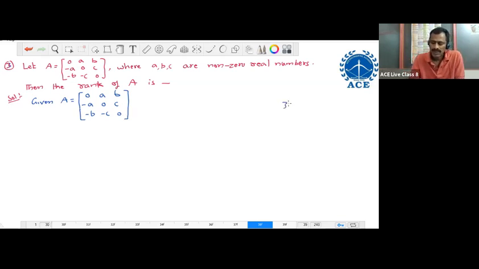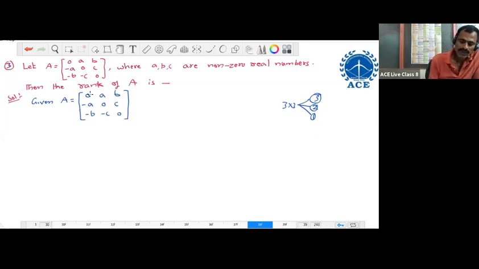Because it is a 3 by 3 matrix, out of 3 rows, all 3 rows may be non-zero rows, or 2 may be non-zero rows, or only 1 may be a non-zero row. So rank possibilities are 3, 2, 1. Rank may be 3 or 2 or 1. To find the rank of this matrix, we try to reduce the matrix into echelon form.